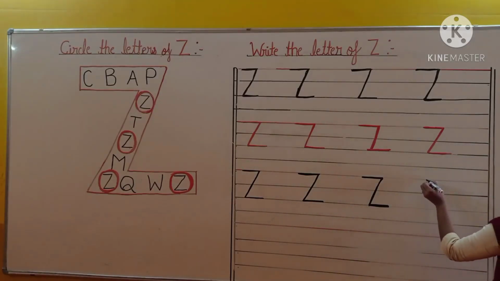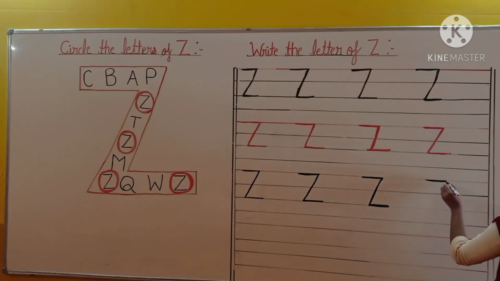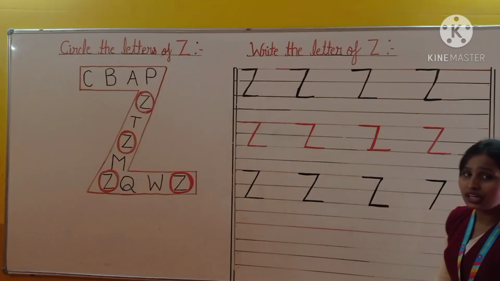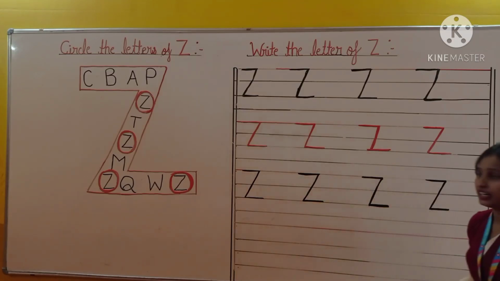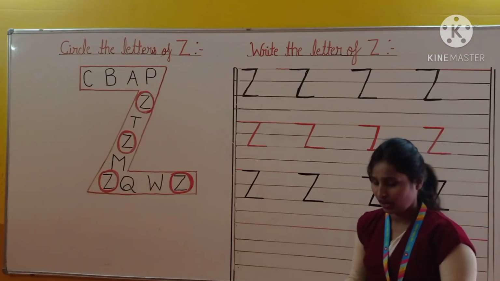Okay. Repeat again. Start from the dot, draw a sleeping line. Then draw a slanting line down. After that, another sleeping line. This is a capital letter Z. Z is for zebra.